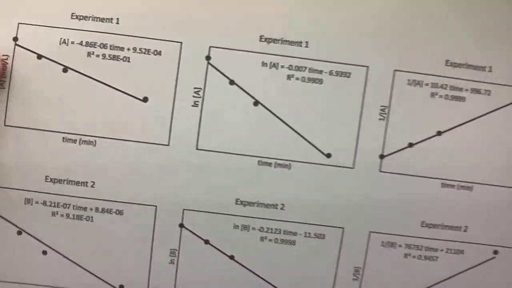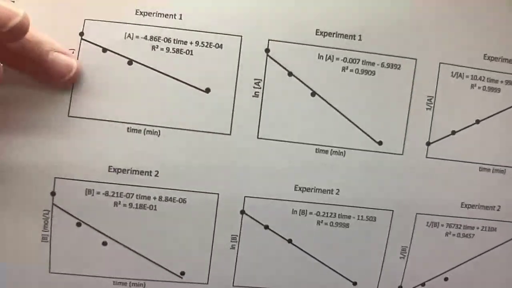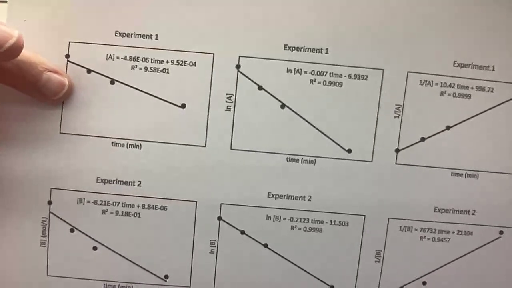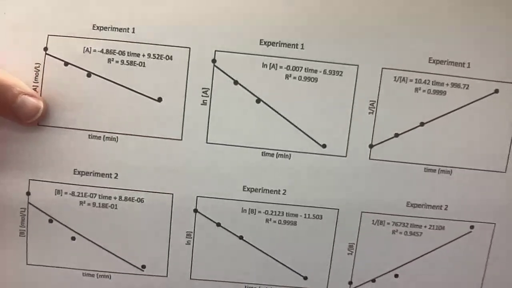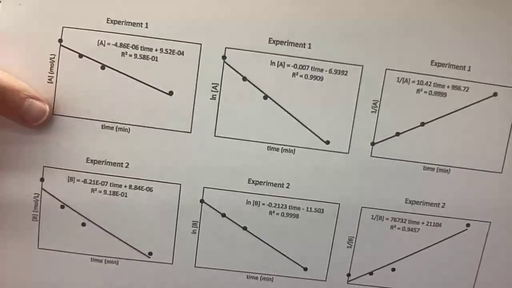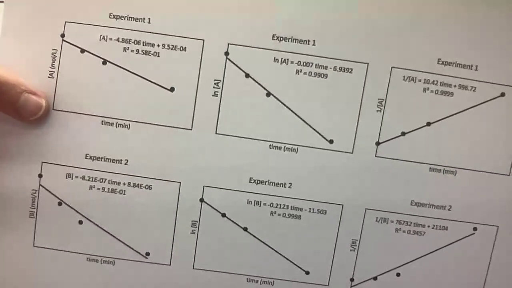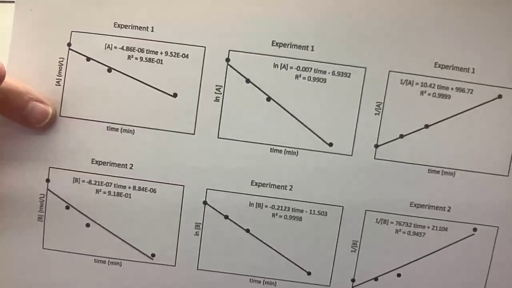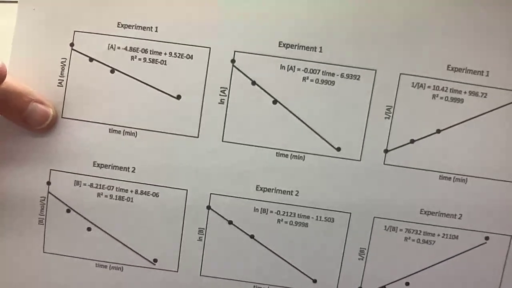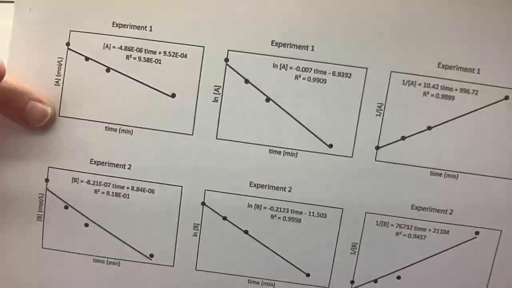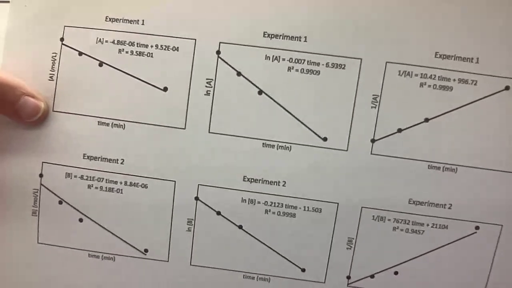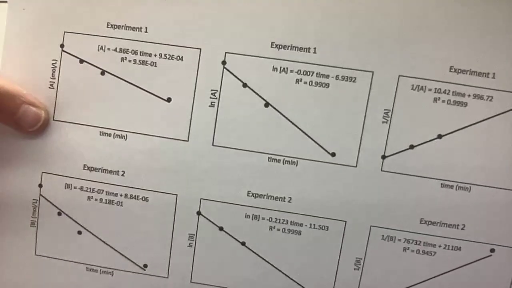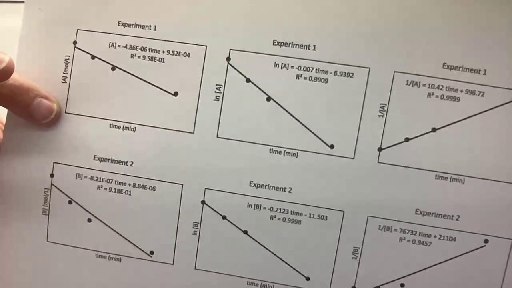So if we start over here, this first graph, all the way to the left, is plotting concentration versus time. So this is your 0 order plot. And you'll notice you see the data points and the trend line and the equation on top. You can see the R squared value, which is a little bit off. So you can see that the points are not quite on the line.